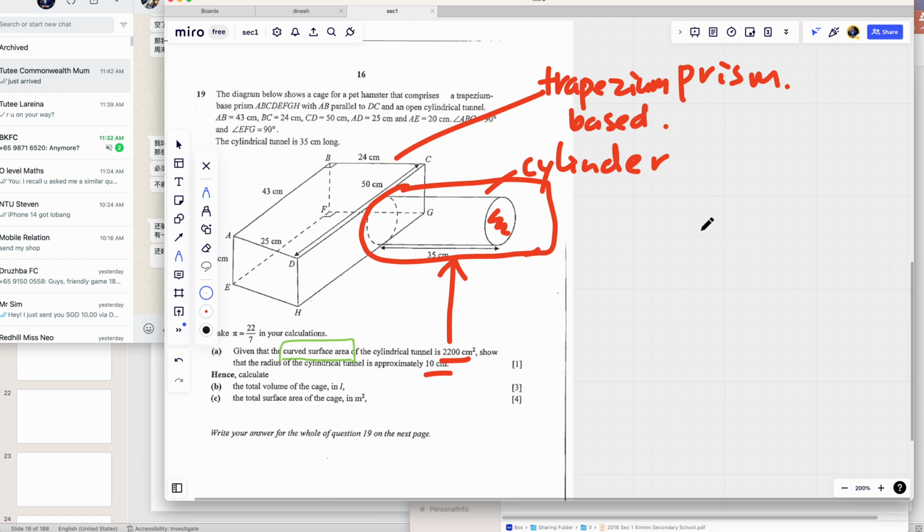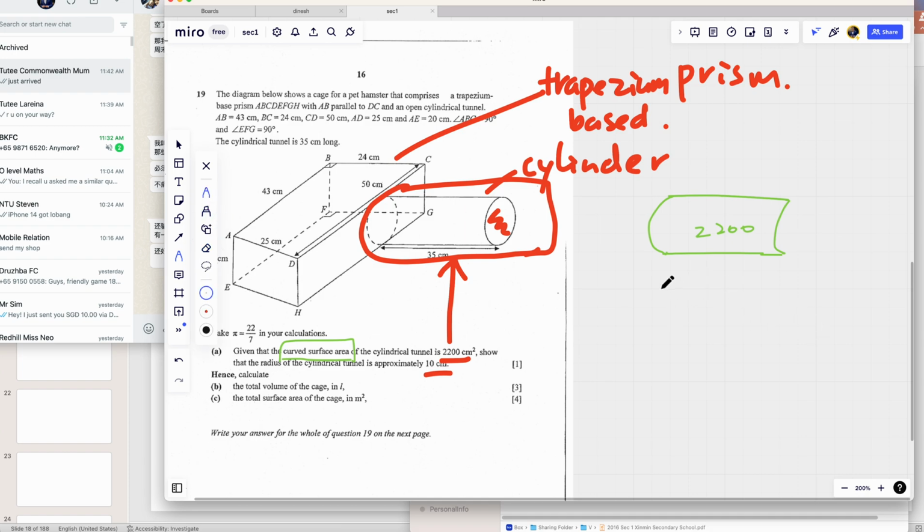So you just do this part, right? So this part is 2200. That's why you don't include the circle. There is no circle over there, so we don't care about that. So therefore, you don't include this part. If you include, wrong. So you need to read the question.